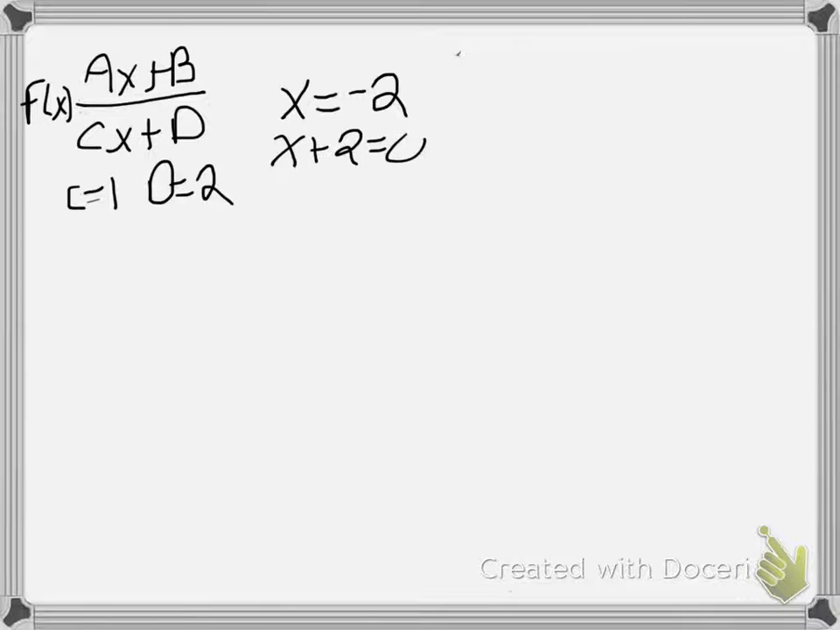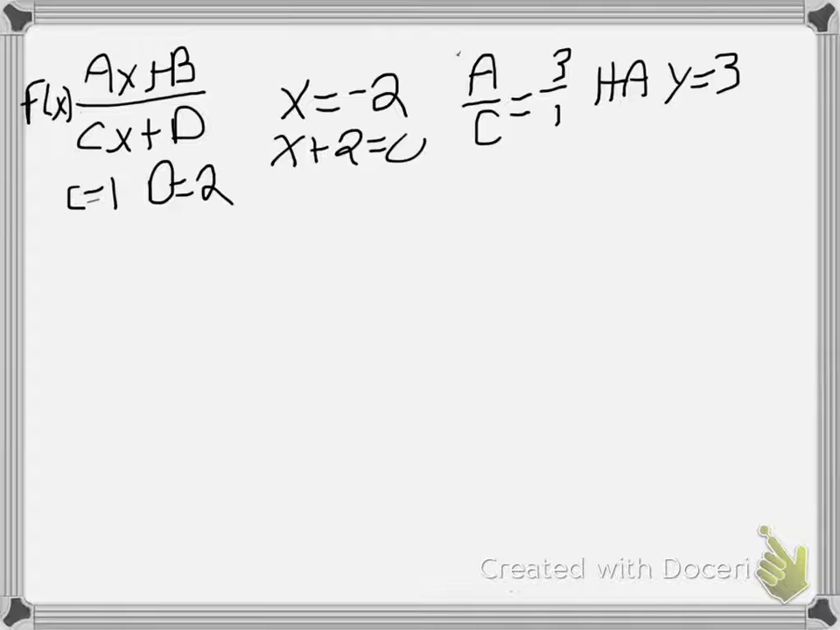Now, we have a horizontal asymptote of y equals 3. That means that the degree of the two x's have to be the same. So that means that a over c has to equal 3 over 1 in order to have a horizontal asymptote at y equals 3. So if c is already 1, then a has to be 3.